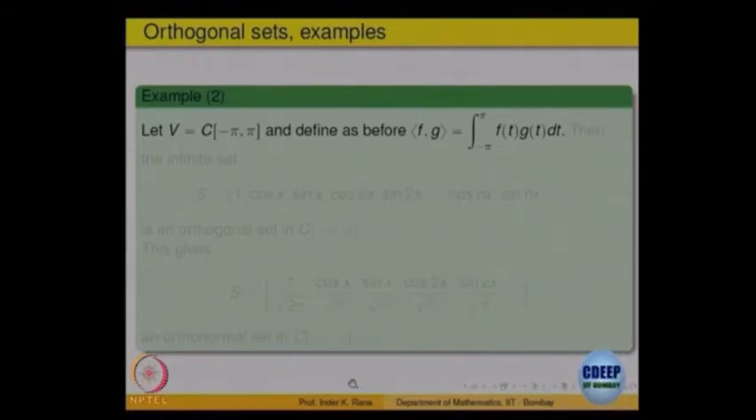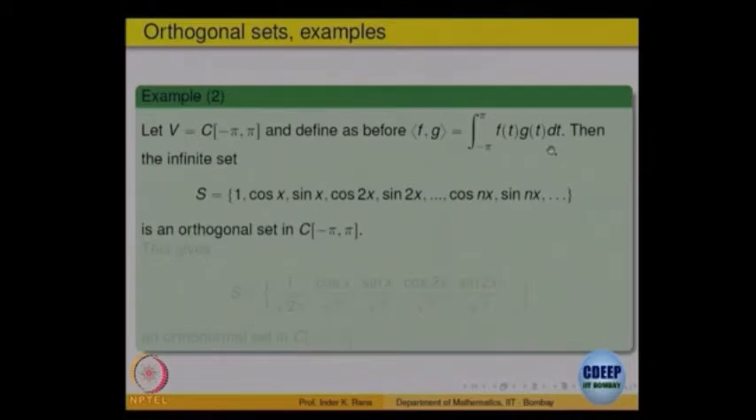Now, let us look at a particular case, because you mentioned sine and cos, this is nice here. Look at the space of continuous functions from minus pi to pi. So, a is minus pi, b is pi. And so, what will be the dot product? Integral from minus pi to pi of f(t) g(t) dt, right. It is okay, right. On this, let us look at this set.